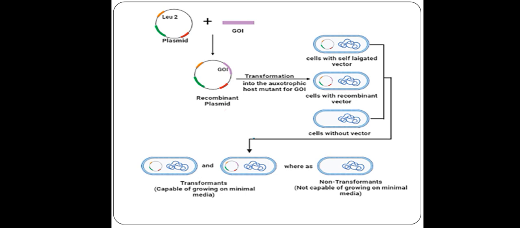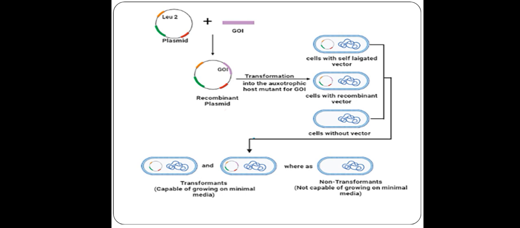The second step is the recombinant plasmid formation. The gene of interest is inserted into the plasmid, creating a recombinant plasmid. In the third step, the transformation, the recombinant plasmid is introduced into the auxotrophic host, which is a mutant for the gene of interest. This means that the host cell cannot produce certain substances on its own.